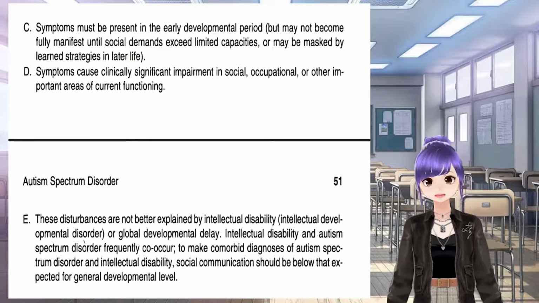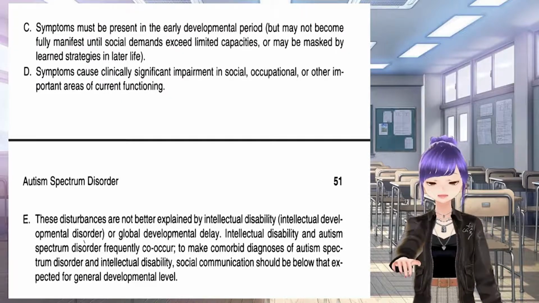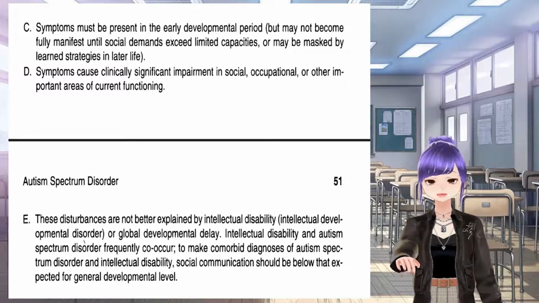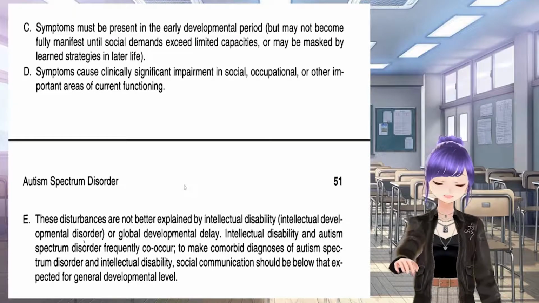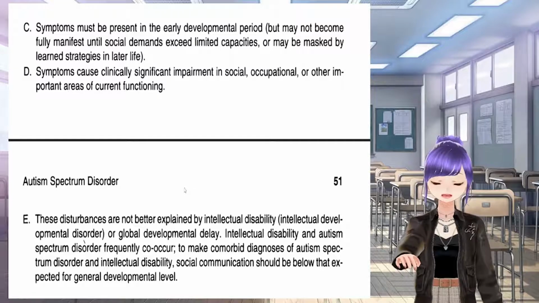developmental period, but they may not fully manifest until social demands exceed limited capacities, or may be masked by learned strategies later in life. Letter D, symptoms cause clinically significant impairment in social, occupational, or other important areas of functioning. And of course, they are not better explained by an intellectual disability or global developmental delay. Intellectual disability and autism spectrum disorder frequently co-occur, and to make a comorbid diagnosis of autism spectrum disorder and intellectual disability, social communication should be below that expected for the general developmental level.